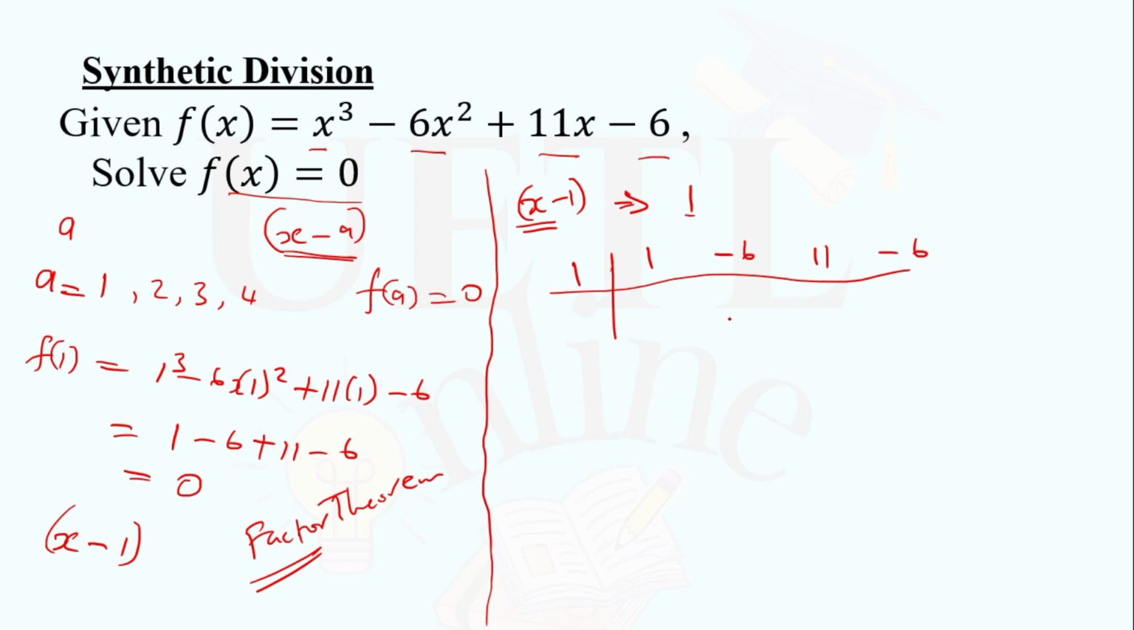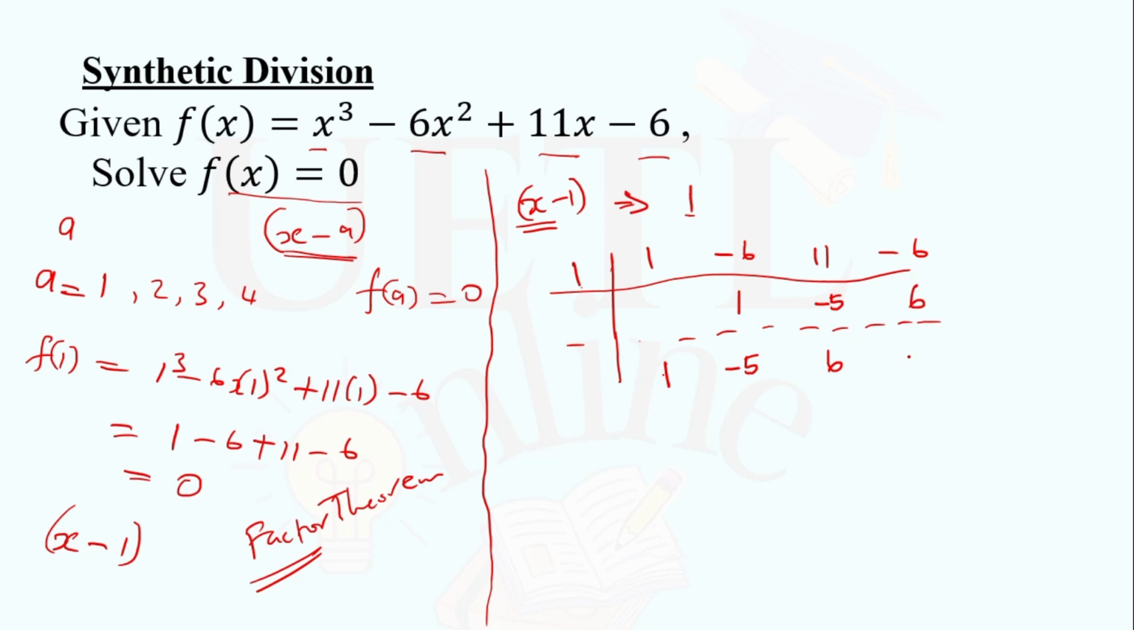So the first thing we do is we take this one. We leave a row here. Then we take this one and put it here. Then we say 1 multiplied by 1, we get 1, so we put 1 here. After that we add, and this becomes minus 5. Then we say minus 5 multiplied by 1, we get minus 5, and we put minus 5 here. Then we add here, and we get 6. Then we say 6 multiplied by 1, we get 6, so we put 6 here. Here 6 minus 6 is 0.